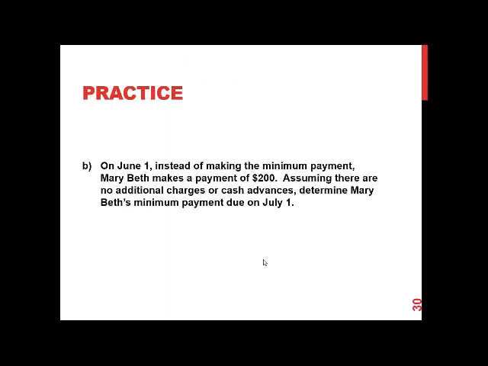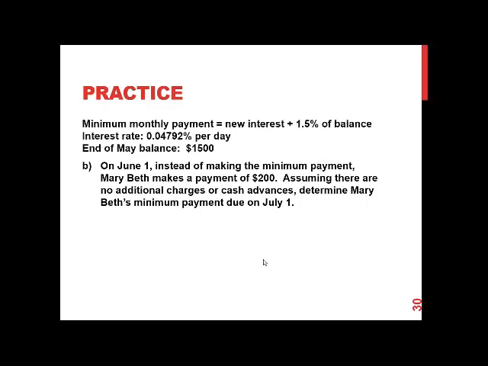Well, let's suppose that instead of making the minimum payment, she decides to pay $200. Assuming that there are no additional charges or cash advances, what will her minimum payment be the following month, on July 1st? So let's remember, minimum monthly payment is the new interest plus 1.5% of the balance. The interest rate is per day, and at the end of May, her balance was $1,500. So let's say she made the payment. That gives her a balance of $1,300.